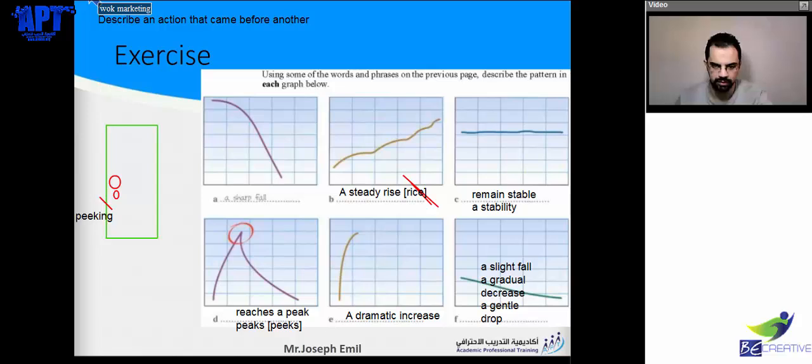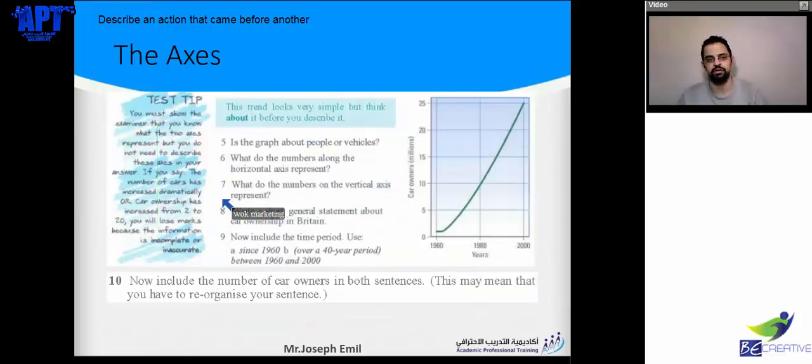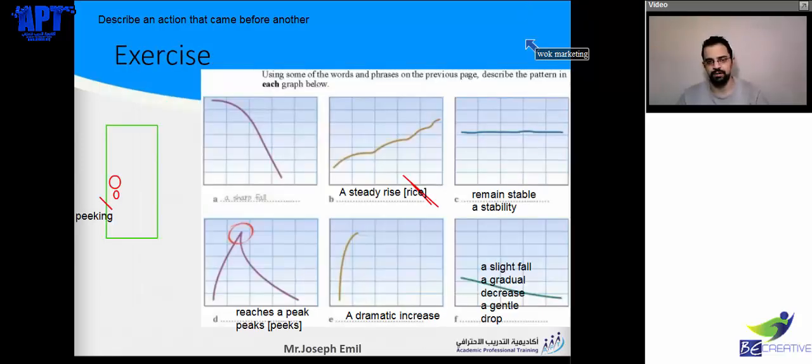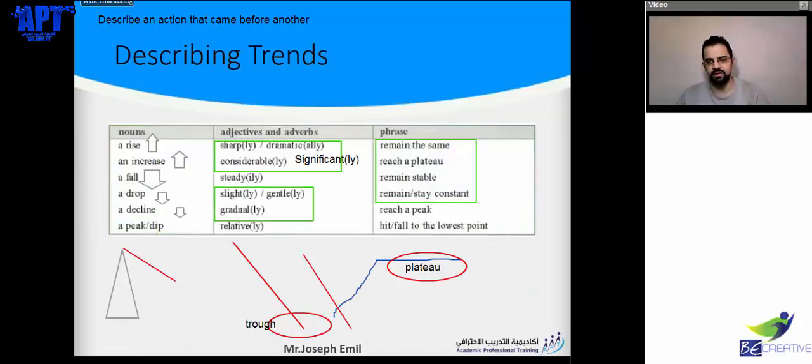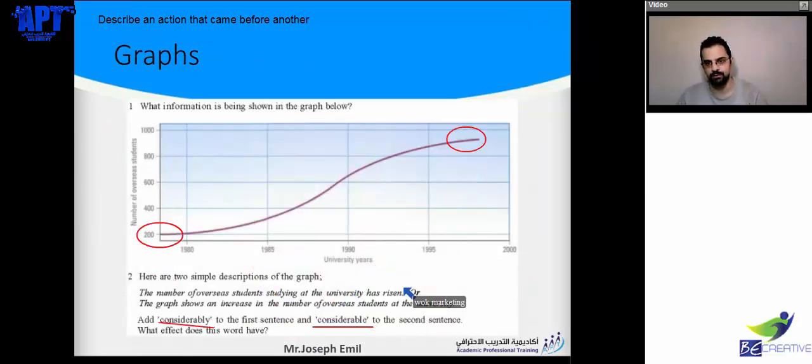Alright, I hope you can read it here. Slide 4, a gradual decrease or a gentle drop. Now let's take a look at the axes again. The axes are these: university years and the number of overseas students.